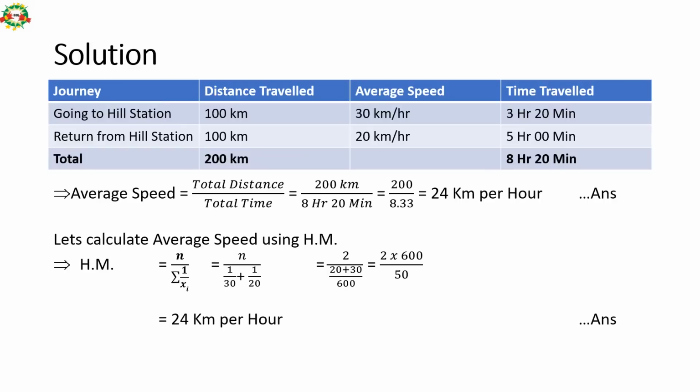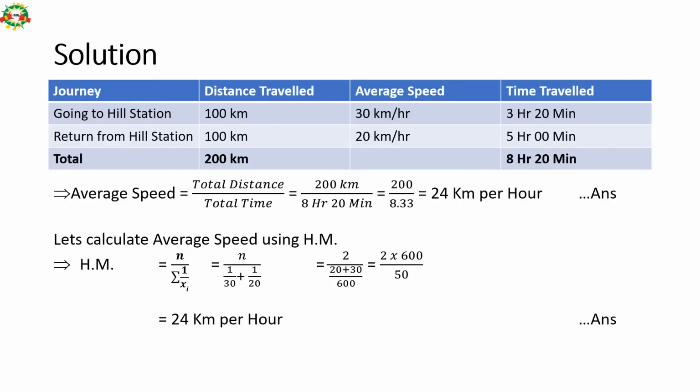And returning from the hill station, again the distance was the same, but the average speed was less. It was 20 kilometers per hour. So he took 5 hours to come back, like 100 kilometers divided by 20 and 100 kilometers divided by 30. So these are the times the driver took while going and while coming back. If you add, this is the total time which the driver took. So what is the average speed? Total distance 100 plus 100, 200, divided by the total time the driver took to go and come back. So 200 divided by 8.33, which is 24 kilometers per hour. This is one way of doing the calculation.